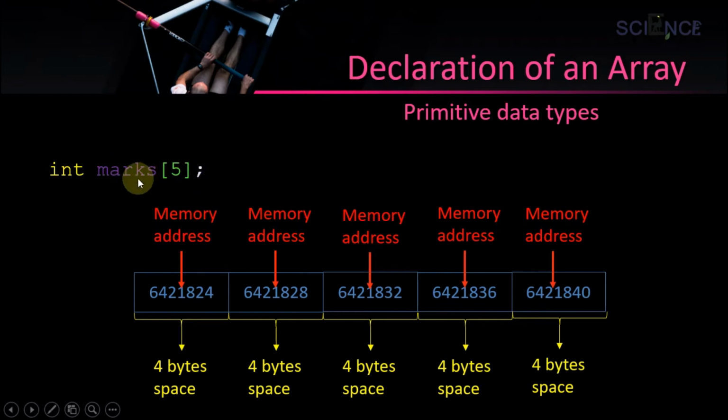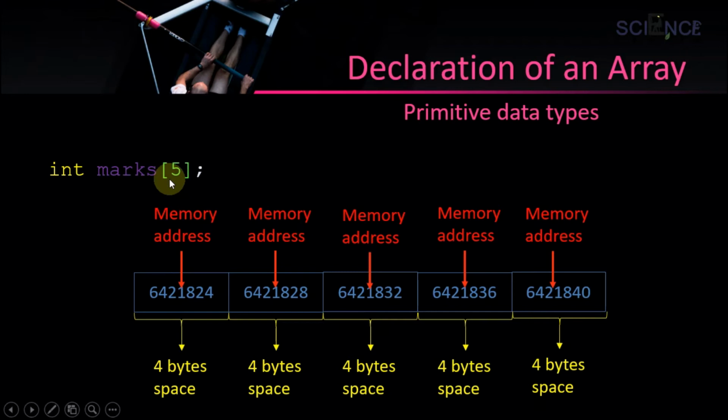Now you know how to declare an array, right? First we need to specify the data type of our array. Then we need to give a meaningful name for our array. So I have given it as marks. My array name is marks, and I want to make my array size 5, right? So I can store 5 elements in this array. If I give my array size as 5, then I know that I can store 5 elements in this array.